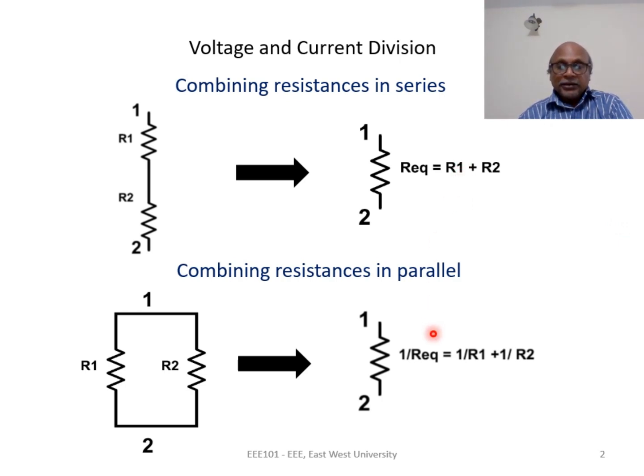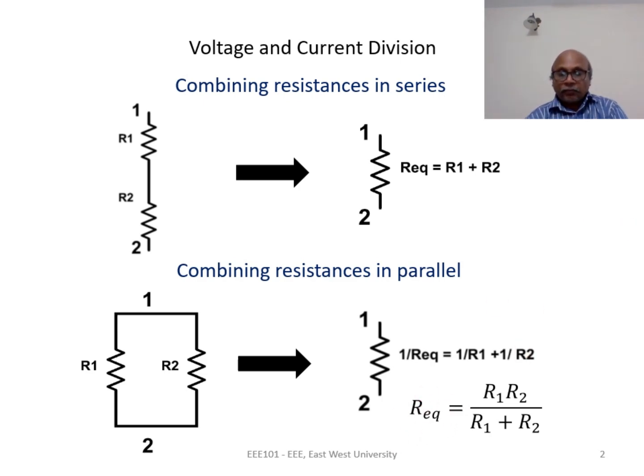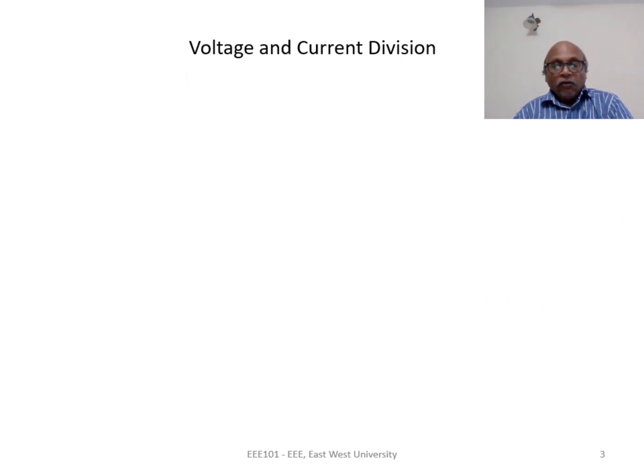This formula and this formula both work even when more than two resistors are in series or when more than two resistances are in parallel. For a specific case of two resistances in parallel, we can express Req directly using this equation. Now we go to voltage division first.